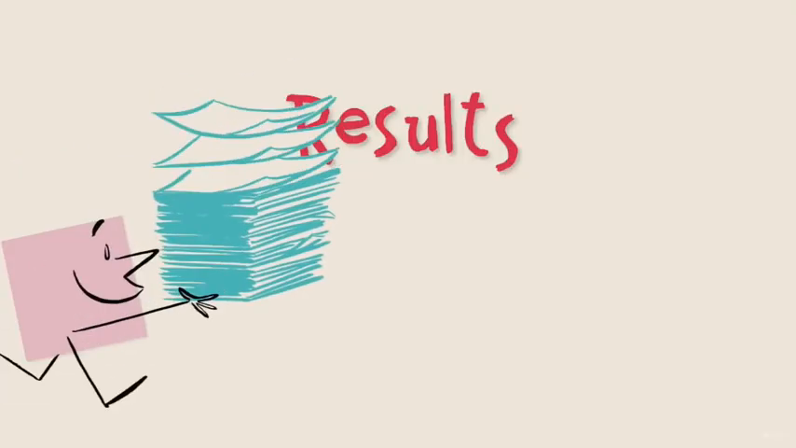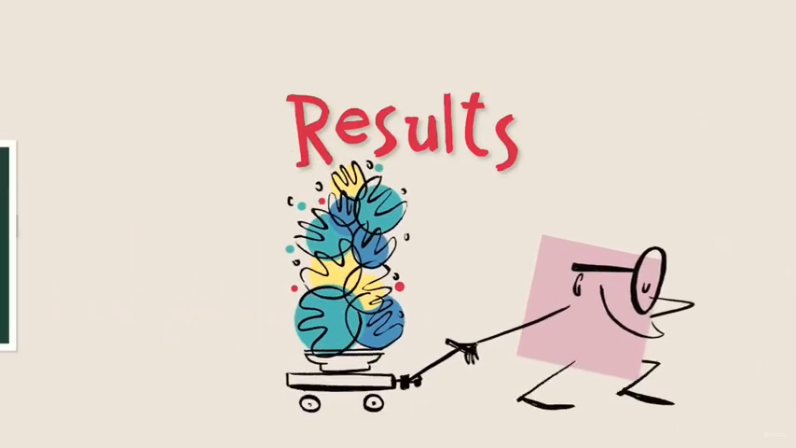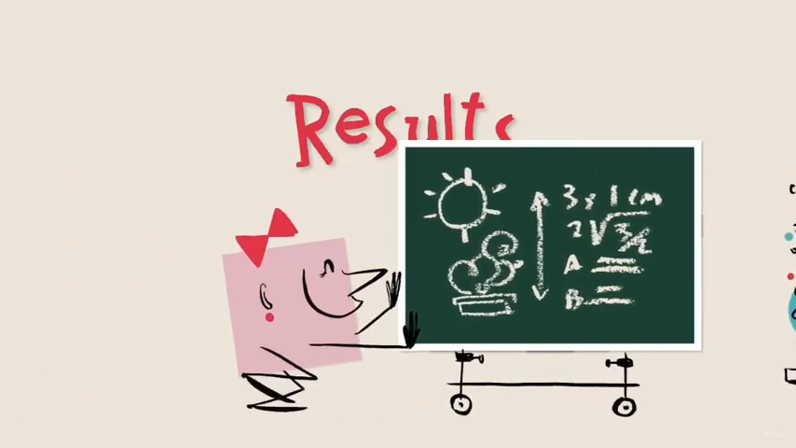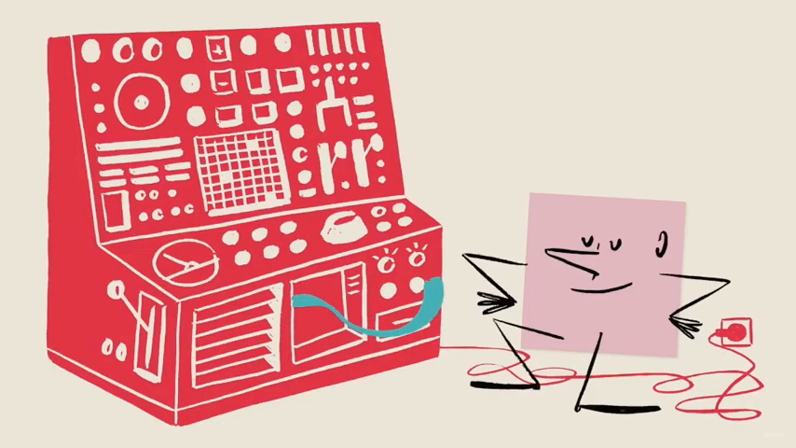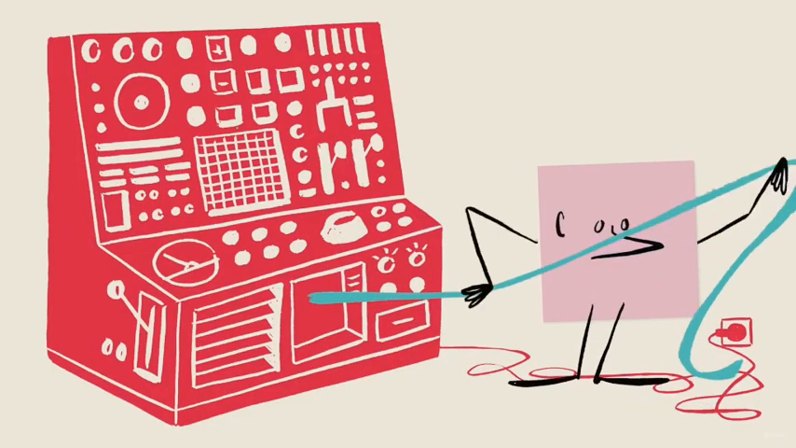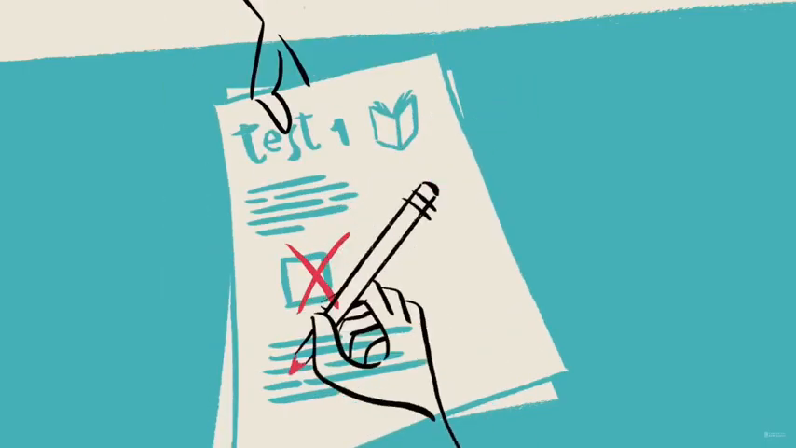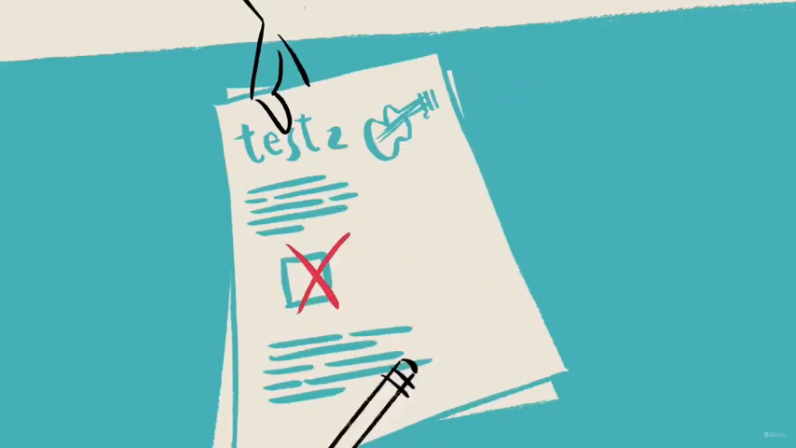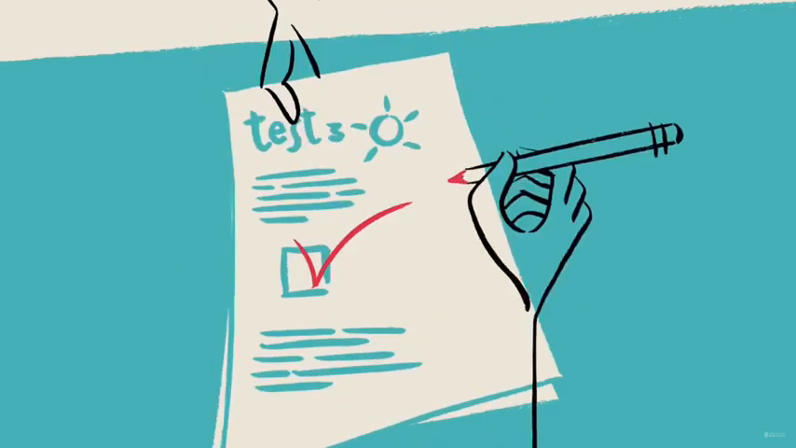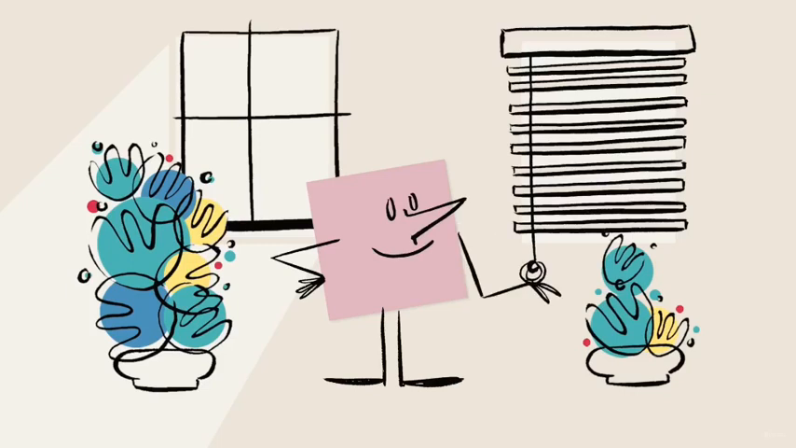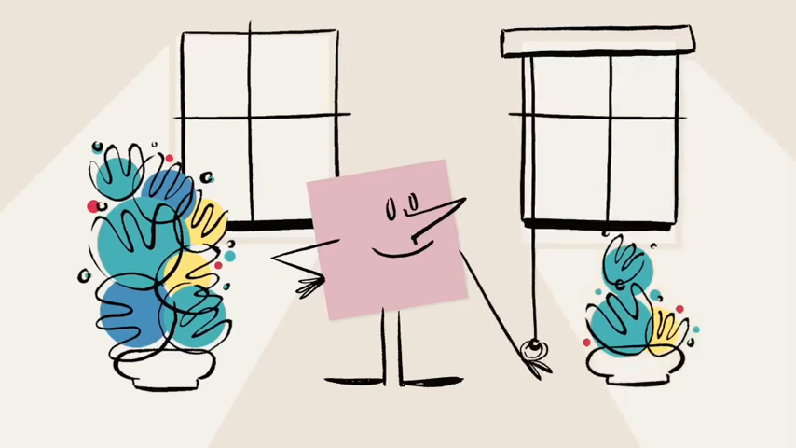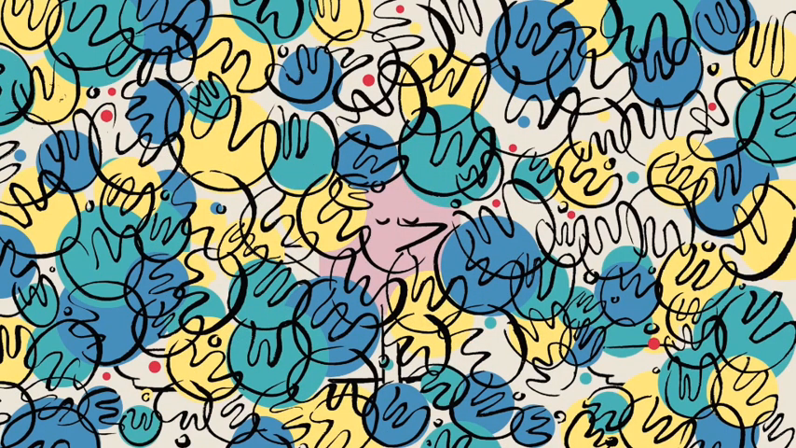And then the results. So test 1, no effect from the reading. Test 2, no effect from the music. Test 3, the sunshine. That had an effect. So the first 2 hypotheses have been disproved. And the third hypothesis has been confirmed.